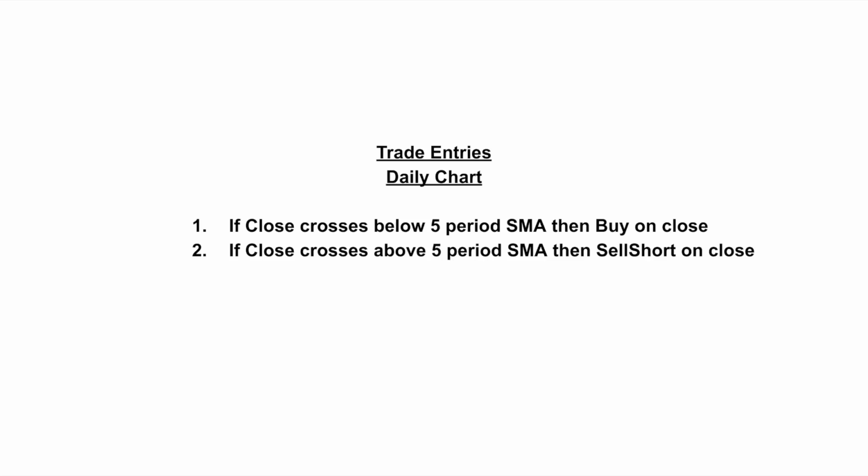Okay, trade entries then. We're going to be looking at the daily chart and we're going to be using a 5-period simple moving average. Once that's on the chart, we look to see if the close crosses below the 5-period simple moving average, then we buy on the close of the bar. And of course the opposite is for short trades. If the close crosses above the 5-period moving average, then we short on the close.